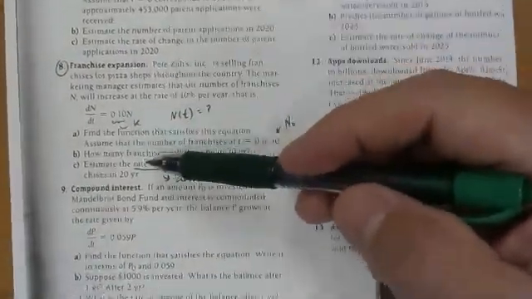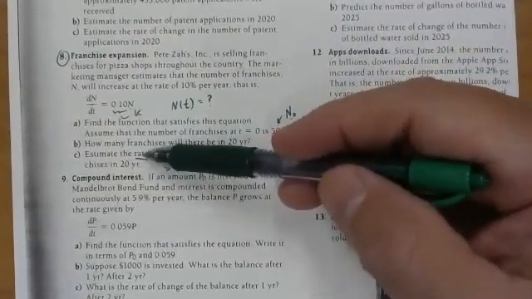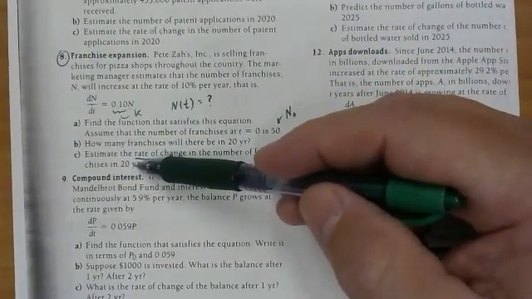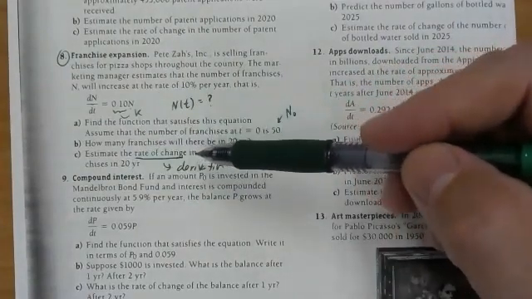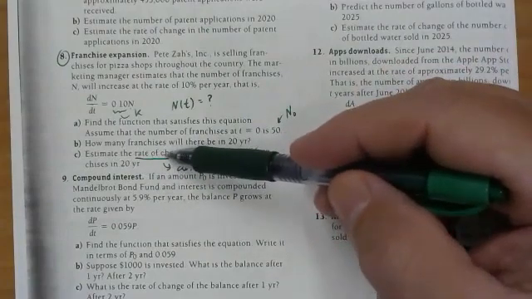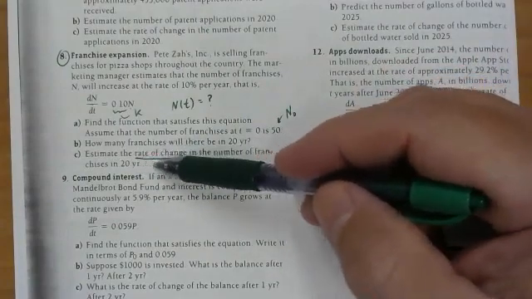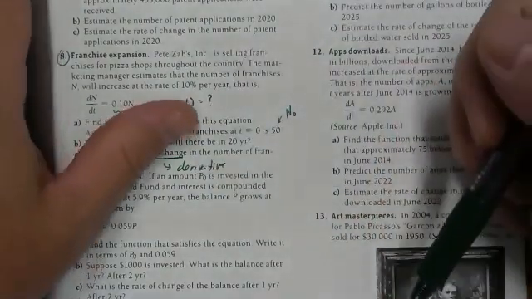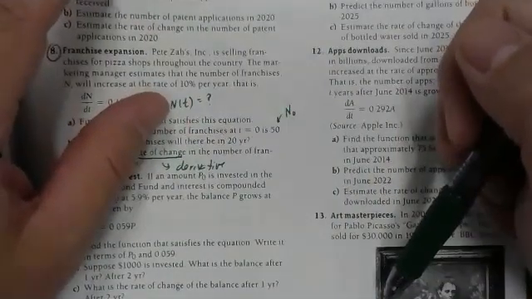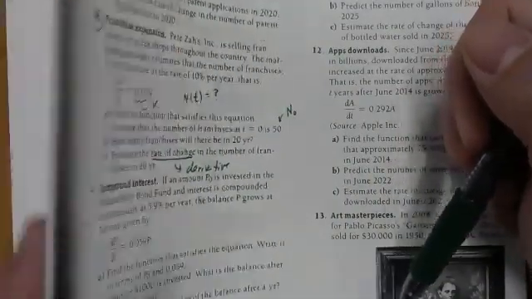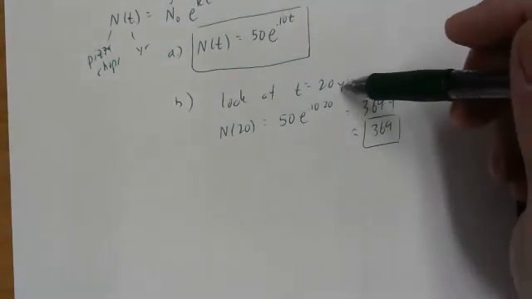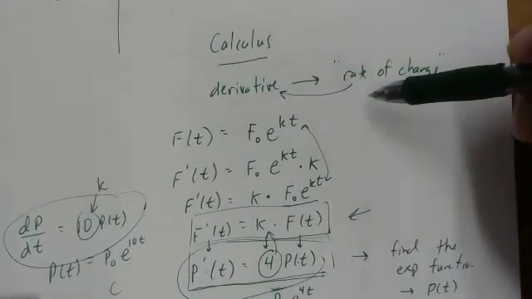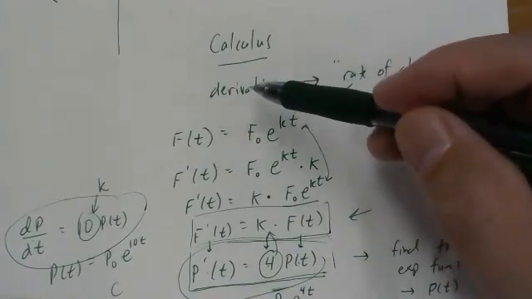Part C. All right, now here we go. Estimate the rate of change in the number of franchises in 20 years. So let's talk about this. They're saying estimate the rate of change. You notice right here, I underlined the rate of change and I rewrote derivative. All right, that's what I said a few minutes ago. Whenever you see the phrase rate of change, that's like a code word for derivative. They ask for a rate of change, they're really asking for the derivative.